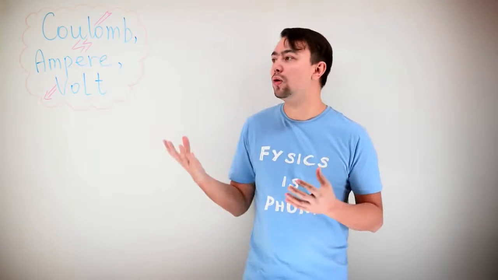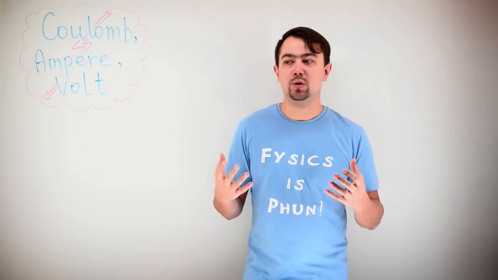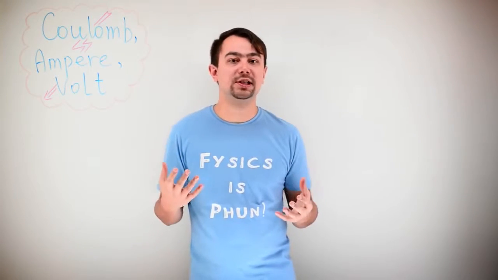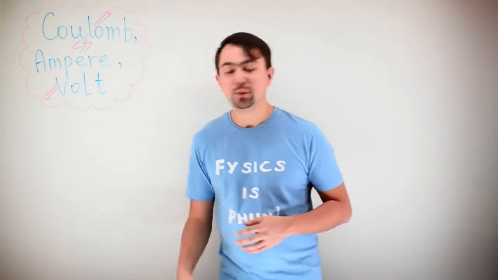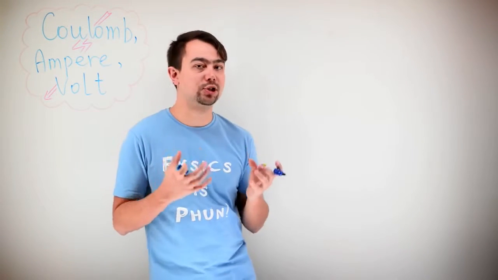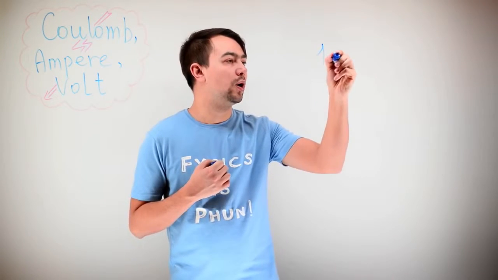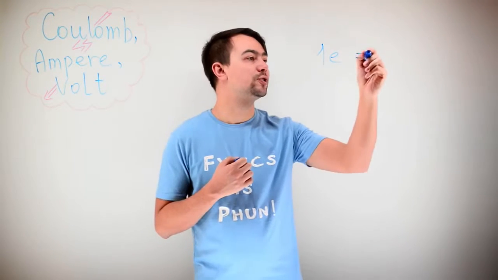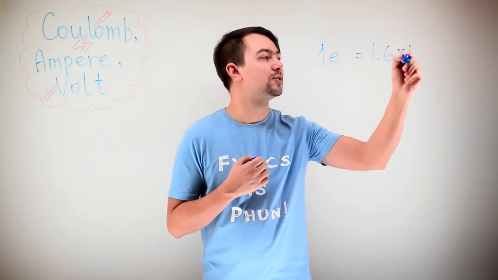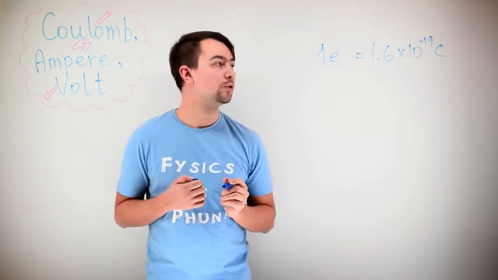So, the Coulomb. What is a Coulomb? Coulomb is a measure of charge. We measure charge in coulombs. What does it mean? Well, we start with the elementary charge. The elementary charge is the smallest possible charge. It's the charge of one electron. So, one electron carries a charge of 1.6 times 10 to the minus 19th coulombs.